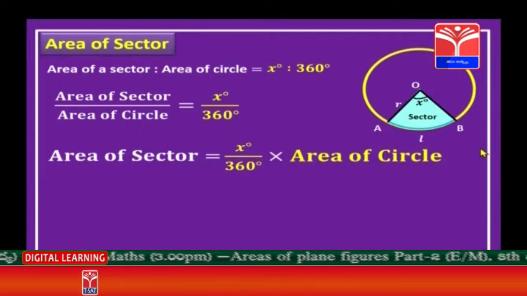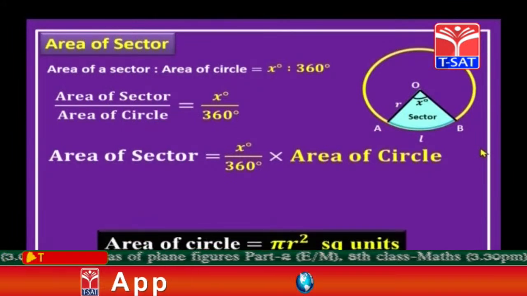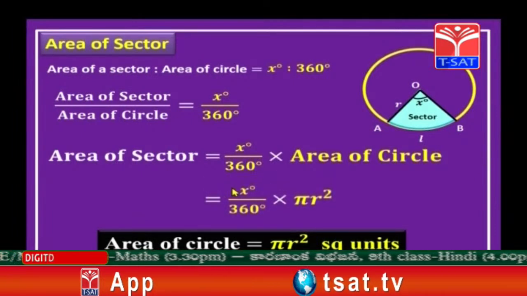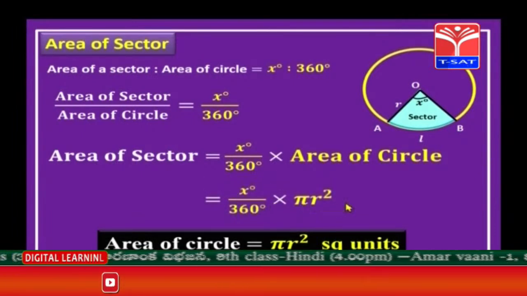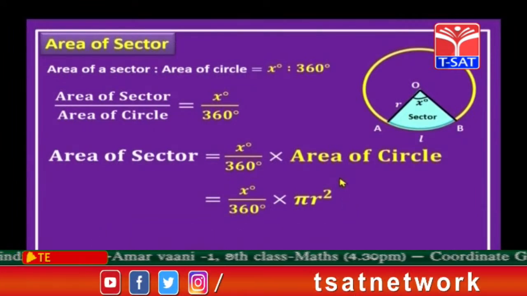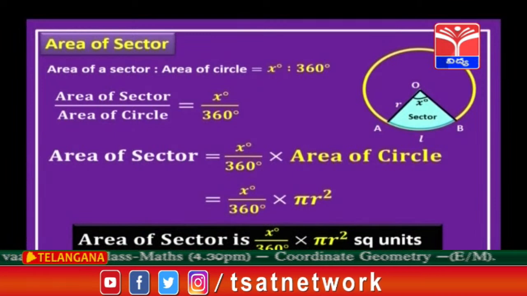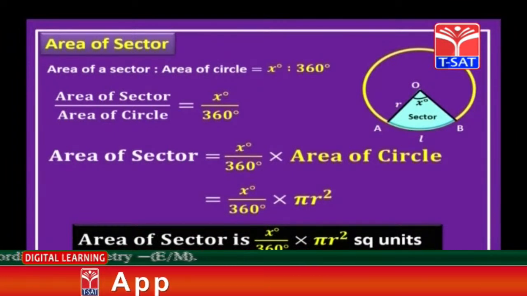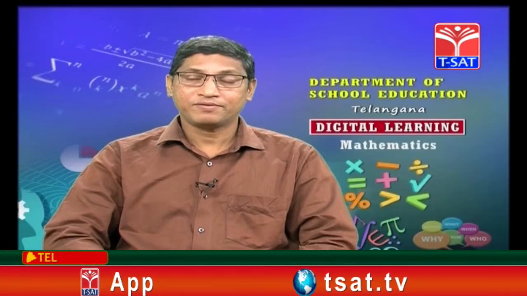Now what is the formula to find area of a circle? Pi r square. Now let us substitute that value. So we get x degrees by 360 degrees into pi r square. So this is the formula to find the area of sector, that is x degrees by 360 degrees into pi r square square units. Now let us apply these concepts that we have learned in solving few problems.